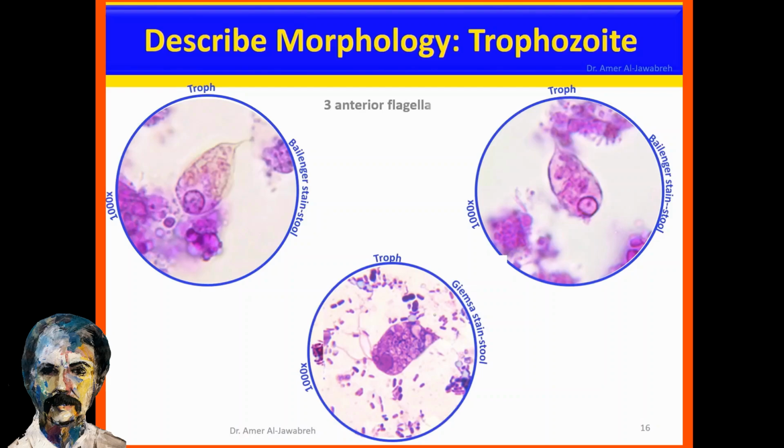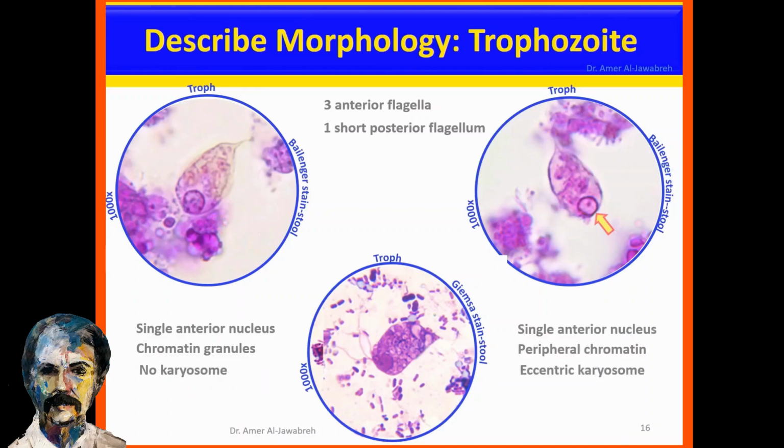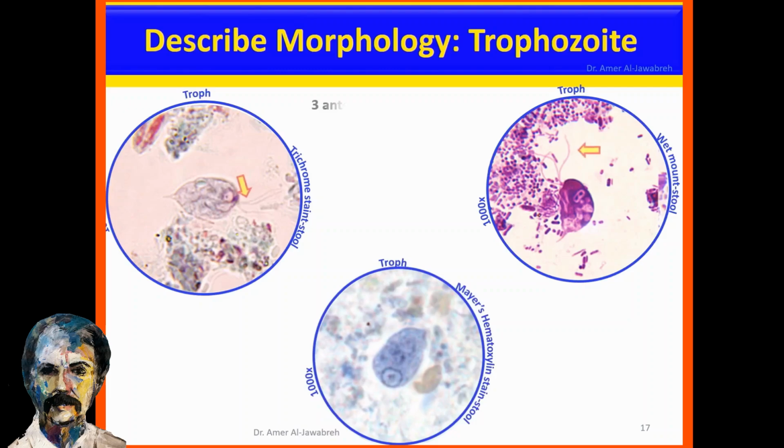Look here, three anterior flagella, these ones. Posterior flagella, the short one here and here. Single karyosome, eccentric here, maybe eccentric here. I can see some chromatin. The same here. This is not wet mount. This looks like Giemsa. This is trichrome stain, where we see three flagella here, three flagella here. Here, no flagella at all.